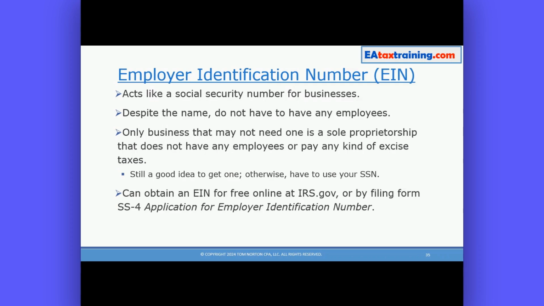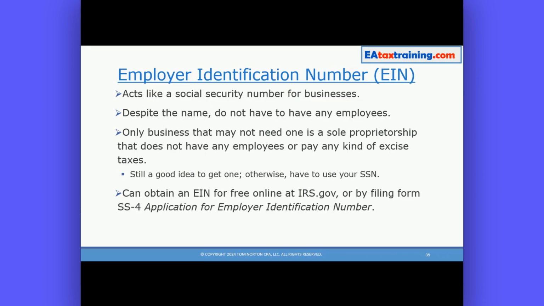When you start a business, usually you will need to get an employer identification number. This is like a social security number for a business. And despite the name, employer identification number, you don't actually have to have employees in order to get an EIN. The only business that doesn't have to get one is a sole proprietorship that doesn't have any employees or pay any kind of excise taxes.